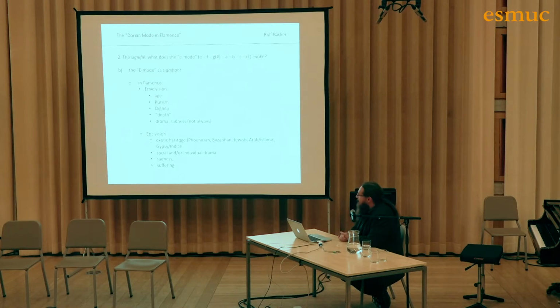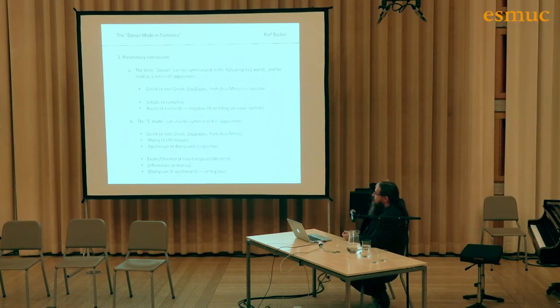The etic version actually repeats what we have seen before in classical music and rock music. So it's exotic heritage. Some writers associate this with Phoenician, Byzantine, Jewish, Arab, Islamic, or Gypsy or Indian influences in flamenco. We will talk about this later on. Then the sense of social or individual drama is also perceived very strongly. So many tourists, for example, who listen to flamenco for the first time, later on say that they perceived the persecution of the gypsies, for example. So this is one of these social dramas which seem to resonate in flamenco. And there's also the question of sadness and of suffering.